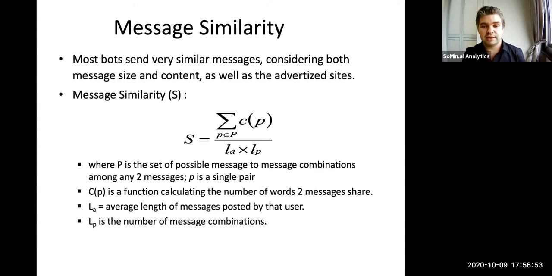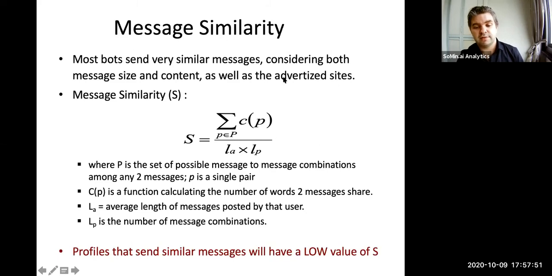So P is a set of possible message-to-message combinations among any two messages, a singular pair. C_P is a function calculating the number of words two messages share. Basically, it's just a similarity, it can be like a cosine distance between bag of words vectors. And then you can also have the average length of messages and the number of message combinations. So you can see, out of the average length of the messages and different message combinations, how often the number of similar words occurs inside each pair, and then you can compare this message similarity metric, which is another useful feature for spam detection.